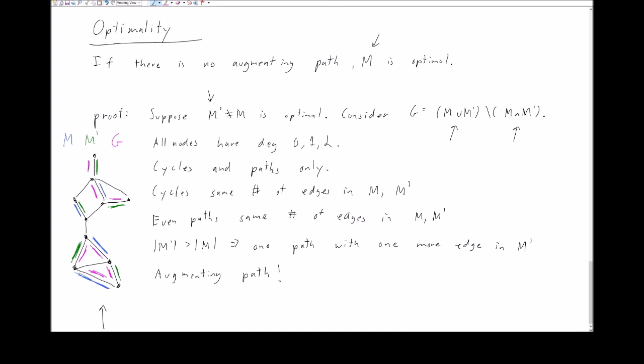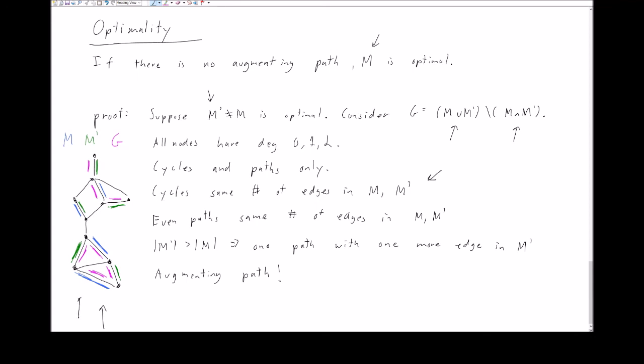We can notice a few things about this graph, not just in our example, but in general. All nodes in this graph have degree at most 2, so 0, 1, or 2. That's because every node is touching at most 2 edges, one edge from the matching M and one edge from the matching M prime. Because of these degrees, the graph consists only of cycles and paths. We note that if there is a cycle in this graph, then it has the same number of edges in M and M prime.